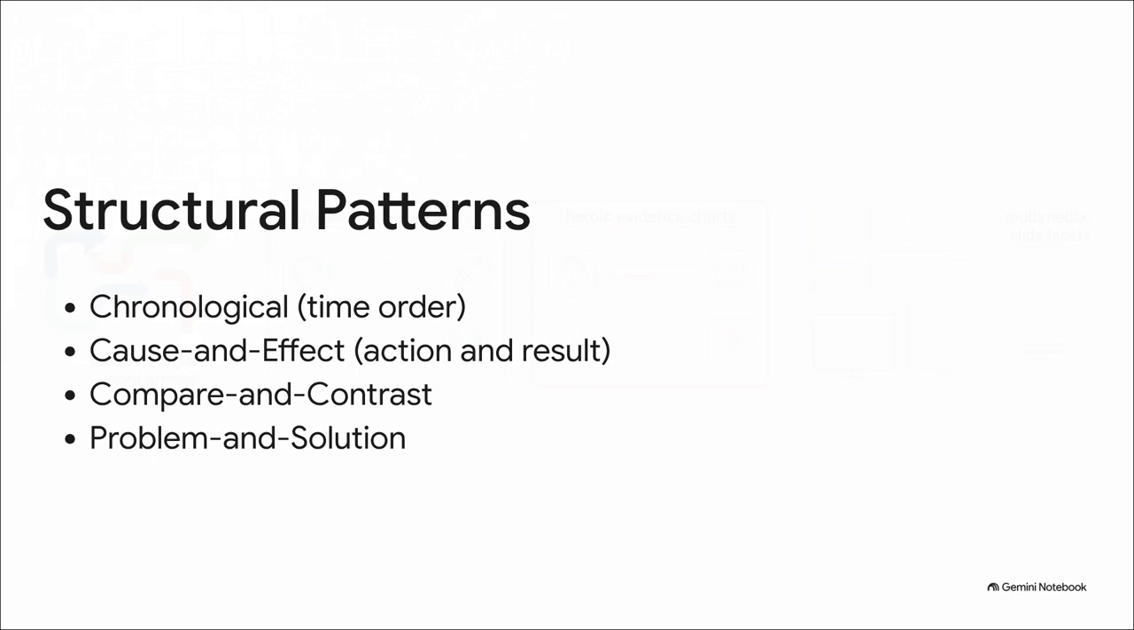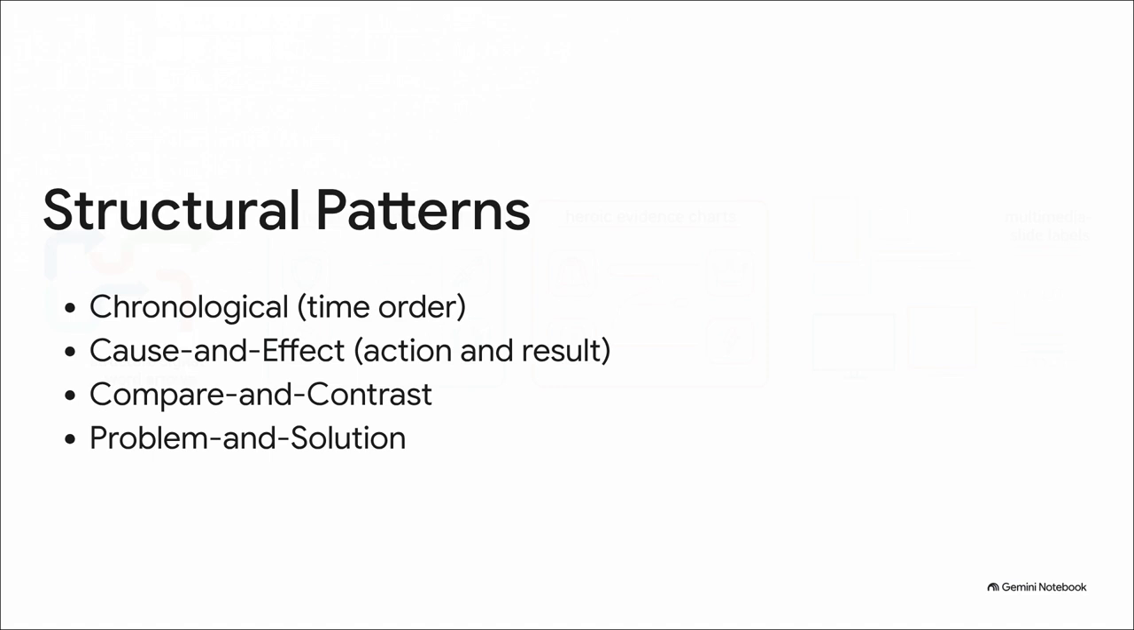Okay, let's dive right in. Authors construct information using distinct structural patterns. Think of them as architectural blueprints for a text. We're going to look at 4 specific ones today. First up, we have the chronological pattern, which organizes events strictly by time order. Next is cause and effect, and this focuses on an action and its direct result. Third is compare and contrast, which highlights the similarities and differences between 2 or more subjects. And finally, problem and solution, which outlines an issue and then details exactly how it gets fixed.